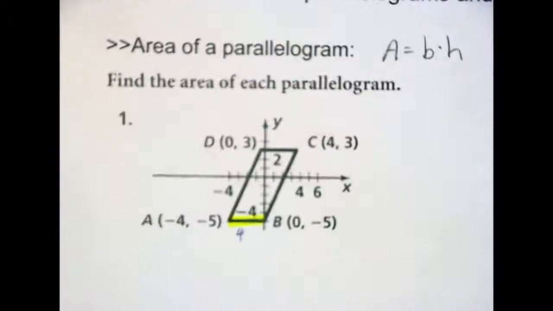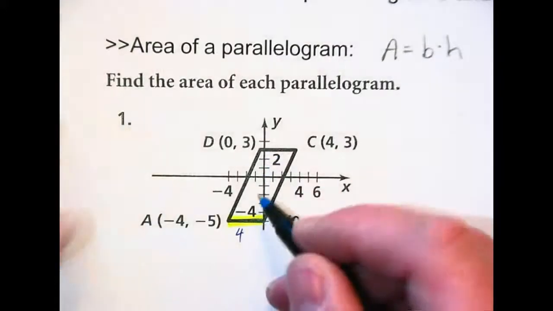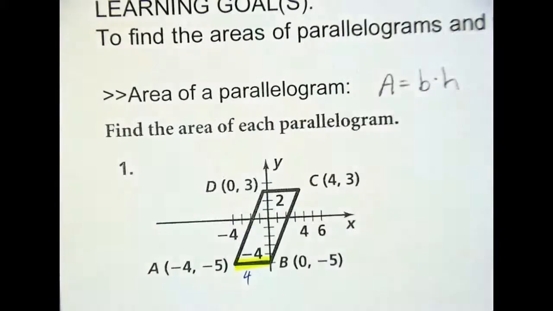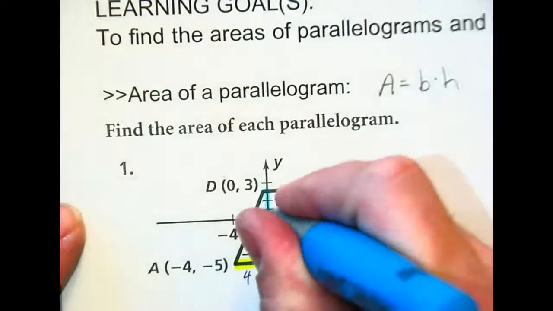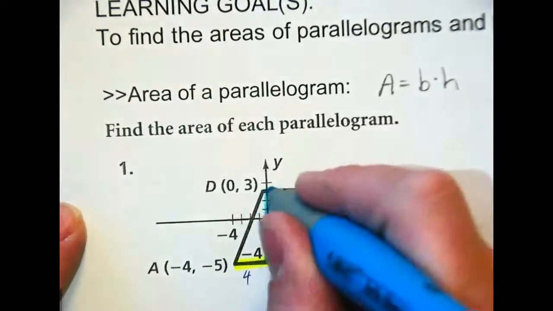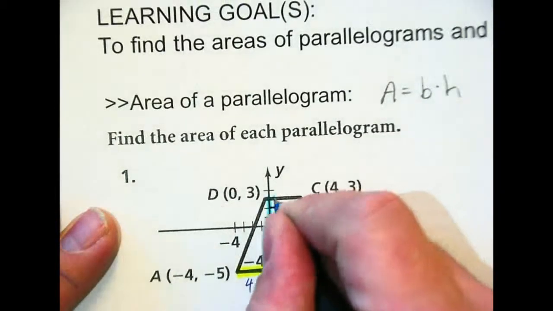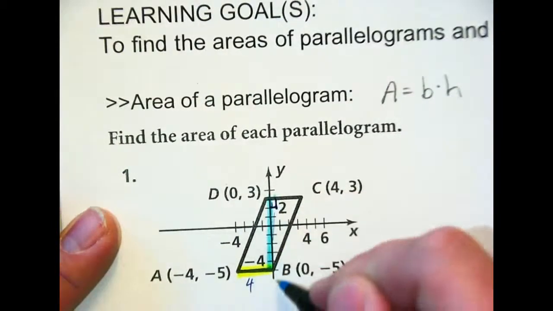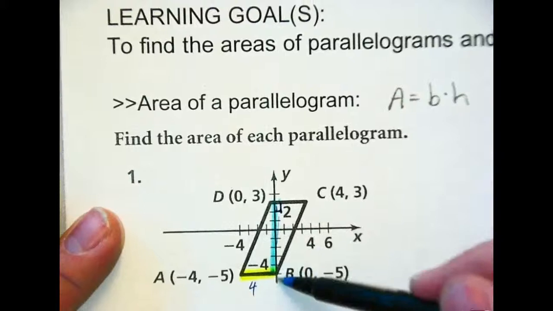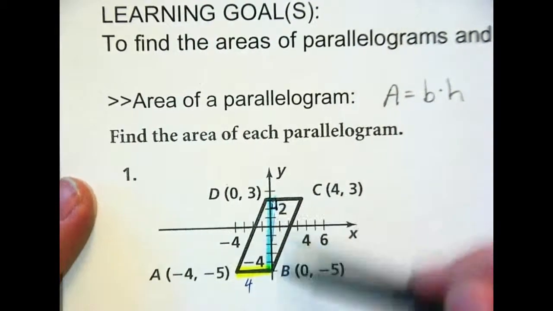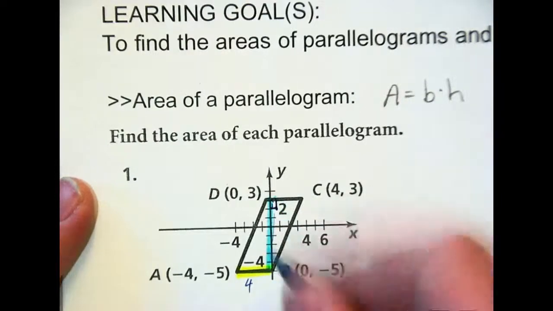When I'm talking about height, height is a right angle height. So it goes from one side to the other at a right angle. So you could think of this right here as my height, because it hits this at a right angle right here. So that's my right angle height. Well, that's going from -5 on the y-axis all the way up to 3. So -5 to 3 gives me 8.